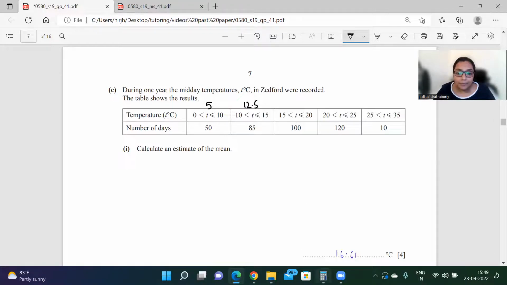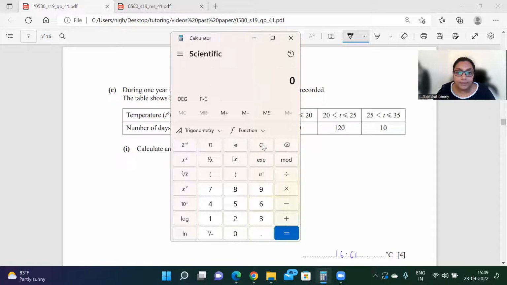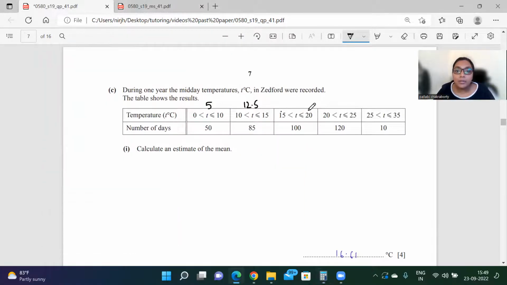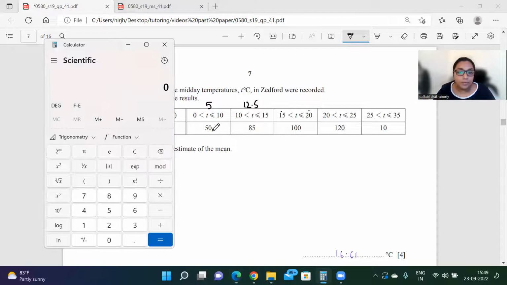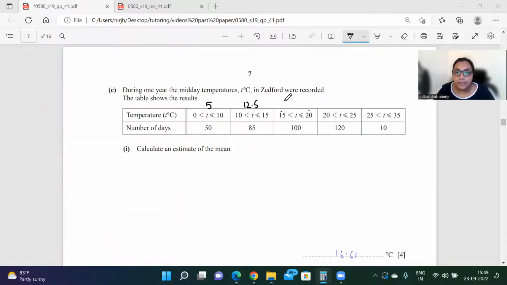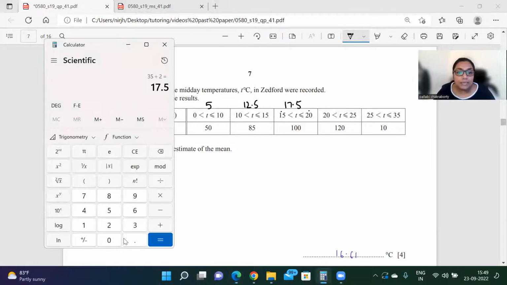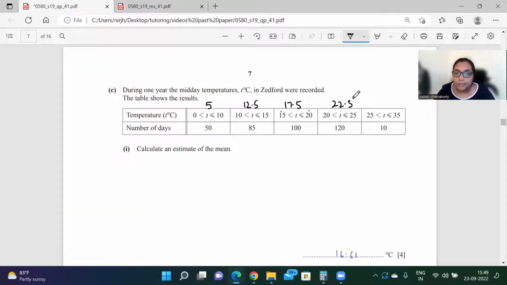If you do not know how to do this, there is a way, which is you can just add the two terms, divide by 2. So suppose I have to find the middle value of 15 and 20. What is the middle value? I'll add 15 plus 20, 35 divided by 2, which is 17.5. Again, I'm doing the next part, which is 20 plus 25 divided by 2, which is 22.5. This will be 27.5.